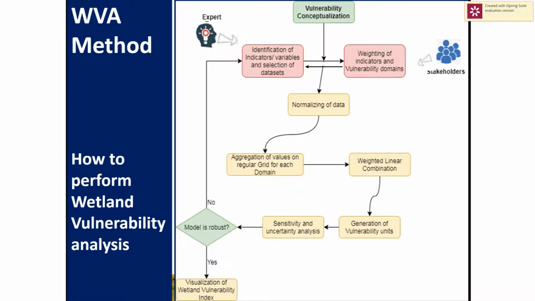Then they do aggregation of these data sets, perform a linear weighted combination technique onto them to generate the vulnerability units of the wetland. Before they can accept the units, the final map, they have to conduct sensitivity analysis or uncertainty analysis on the datasets that they will have combined, and then visualize it finally as a wetland vulnerability index map.